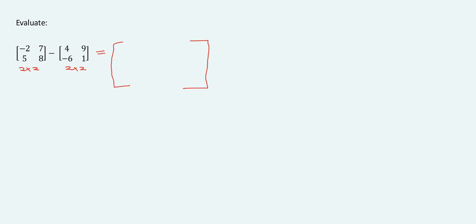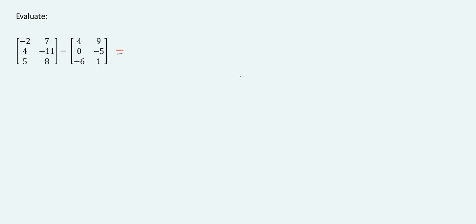We're going to subtract the numbers in the same position in each matrix. So we have minus 2 minus 4, 7 minus 9, 5 minus 6, and 8 minus 1. So this is going to get us minus 2 minus 4 is minus 6, 7 minus 9 is minus 2, 5 minus 6 is 5 plus 6, so that's 11. 8 minus 1 is 7.